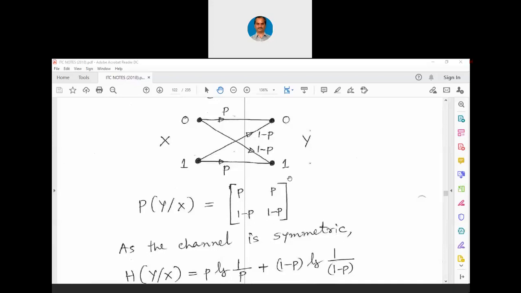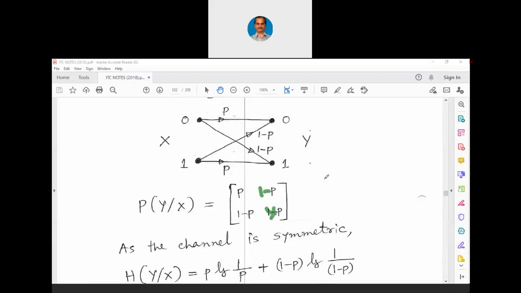I have written this wrongly. When I prepared the notes, I must have been in a hurry. This had to be P and 1 minus P and 1 minus P and P. Please make those corrections. Let me annotate it here. This has to be P and 1 minus P, right? P 0, 0 and P 1, 0. This corresponds to Y 1, Y 2, P 1, 0. This is P 0, 1, P is 1 minus P. This has to be P.